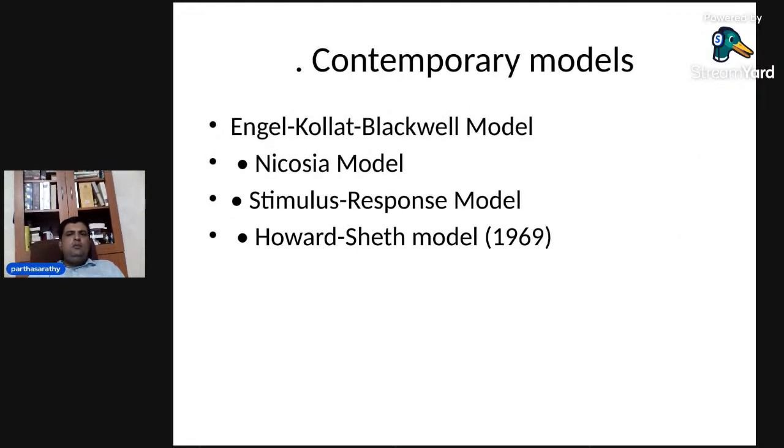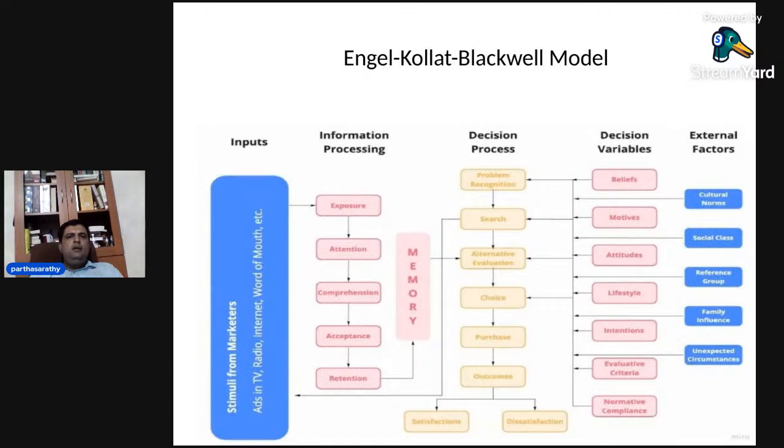So now we move on to the contemporary model, the Engel, Kollat, Blackwell model. This is an important model. This model speaks about different dimensions: inputs, information processing, decision process, decision variables, and the external factors.